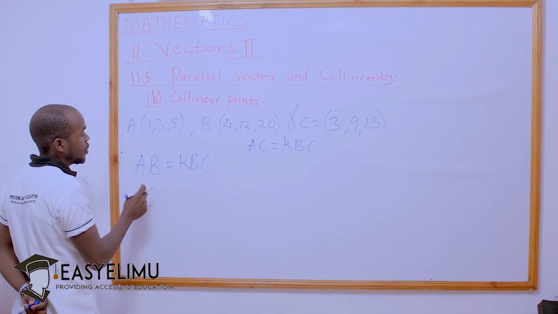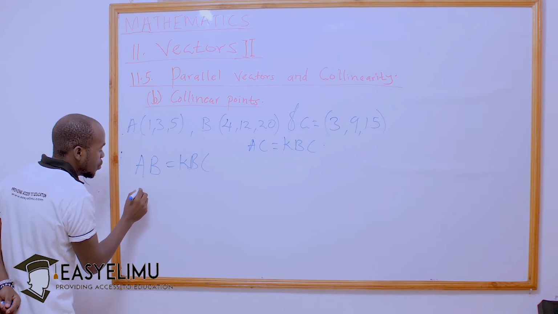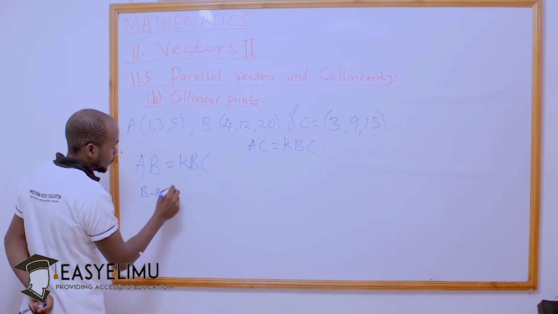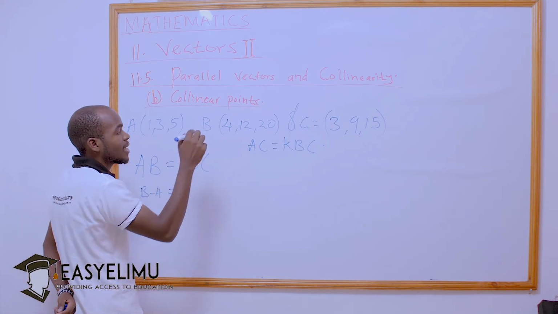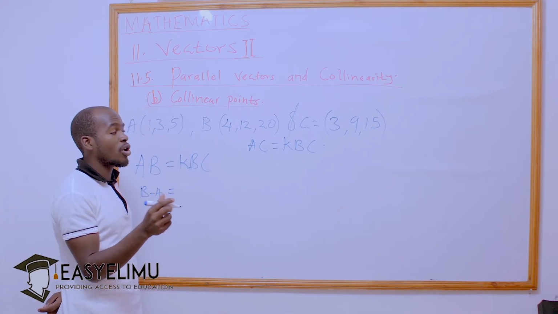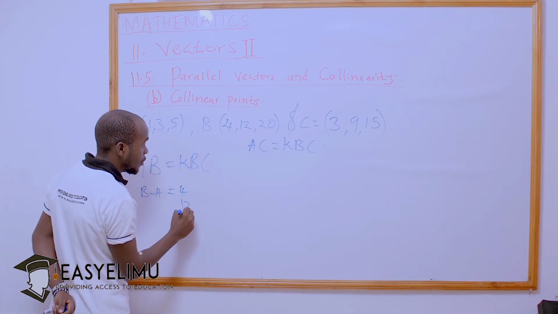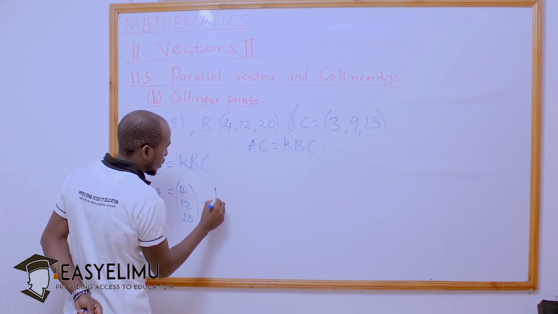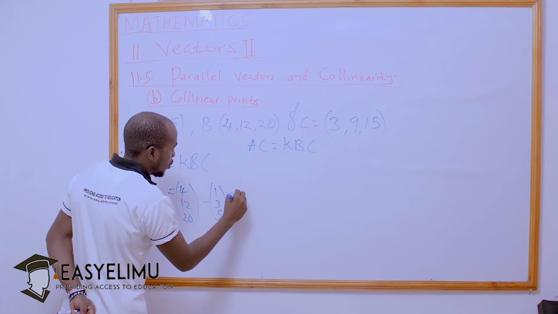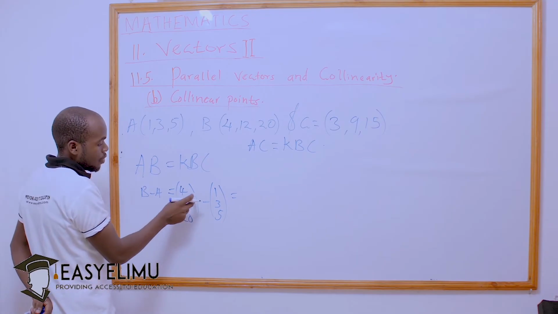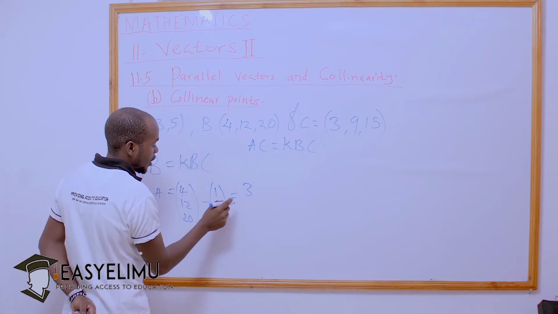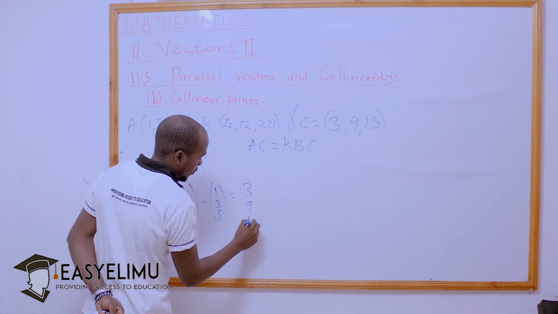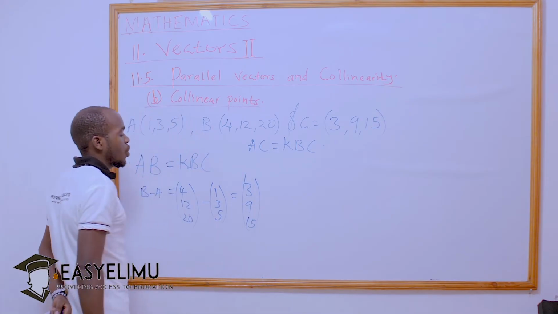So here we shall find AB. AB will be B minus A. We shall write them in column vectors: B is 4, 12, 20. We shall subtract A, which is 1, 3, 5. On doing that, we are going to have 3, this one will give us 9, and 20 minus 5, we are going to get 15. So that is what we are going to have.